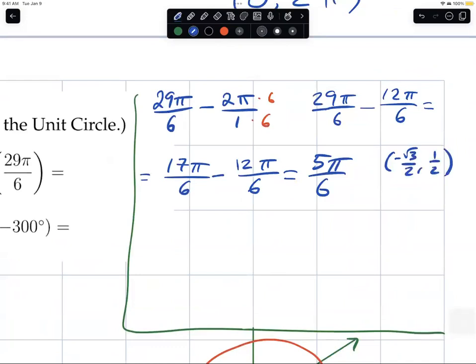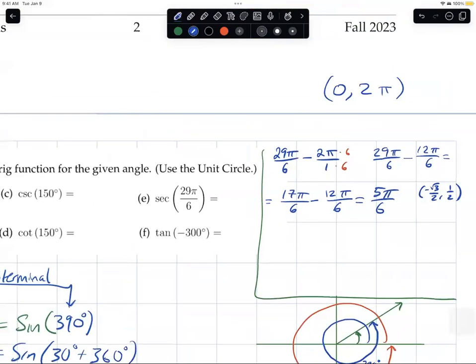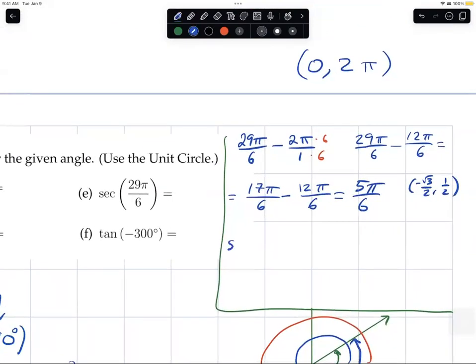And we are looking for the secant. My iPad is kind of being a little weird.